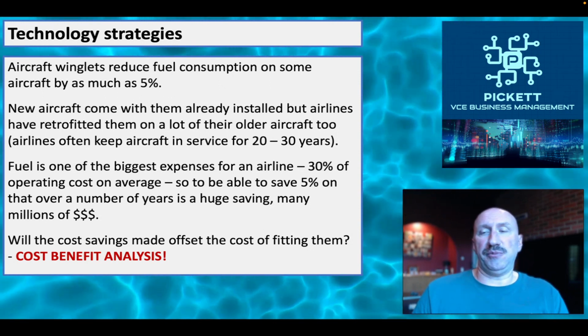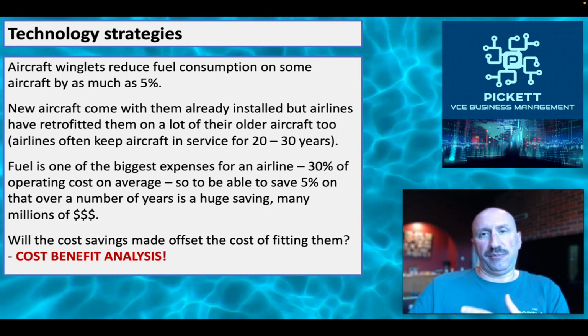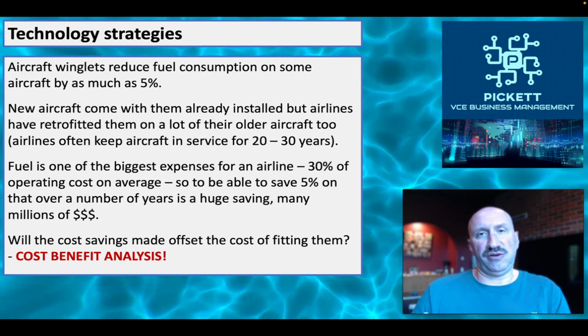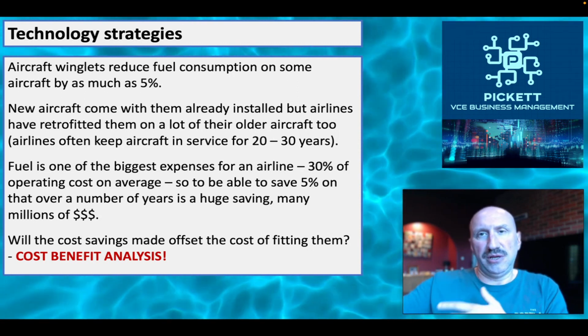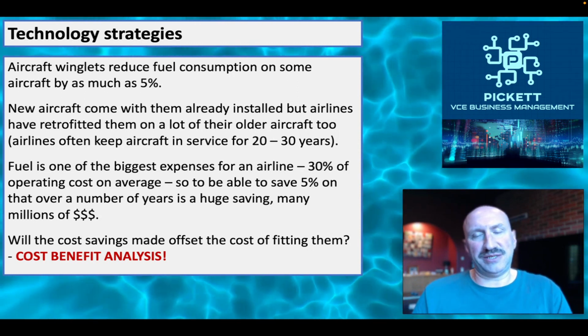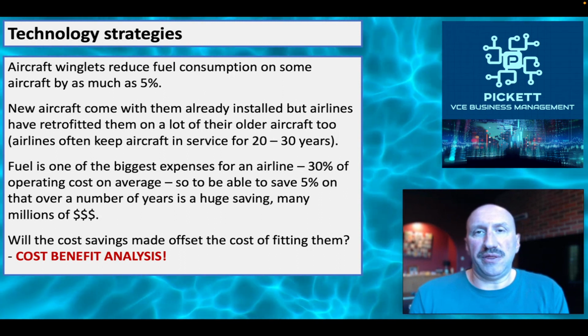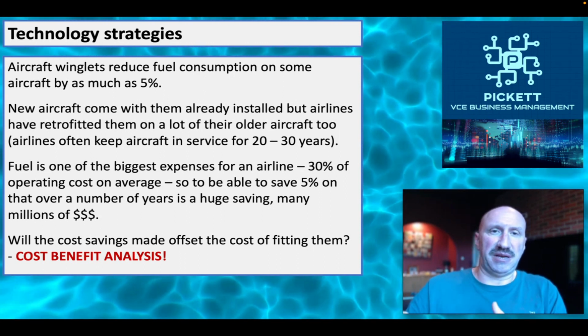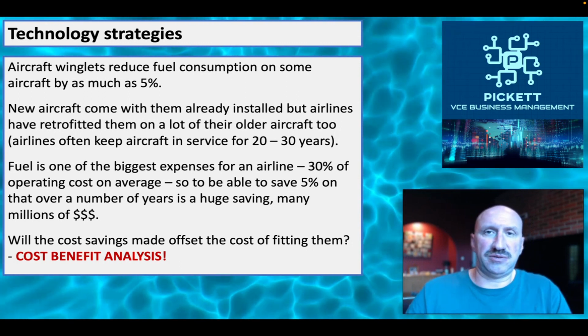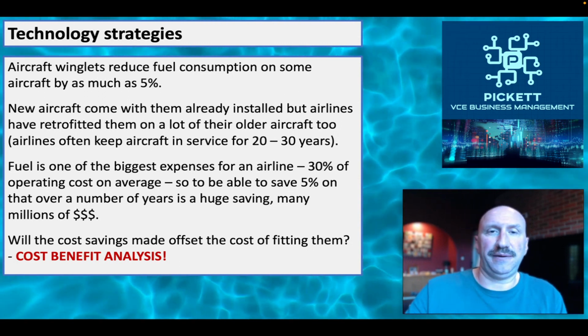And with each aircraft, you might think, well, this aircraft is only going to be in service for another 5 years. And you might work out that the cost of implementing those winglets is more than the savings in fuel for that particular aircraft. But if an aircraft has many, many years of service, then you might decide that it's worth doing. Hopefully you get the idea.